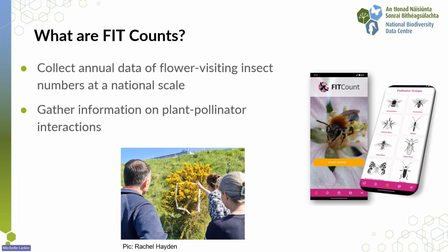FIT counts were first developed by the UK Pollinator Monitoring Scheme. This FIT count is a citizen science initiative developed to be a simple and quick way of tracking the numbers of flower visiting insects. It also allows us to gather information on plant pollinator interactions. What we mean by this is when an insect lands on a flower, they will have the potential to pollinate it as they might come in contact with some pollen on the plant.